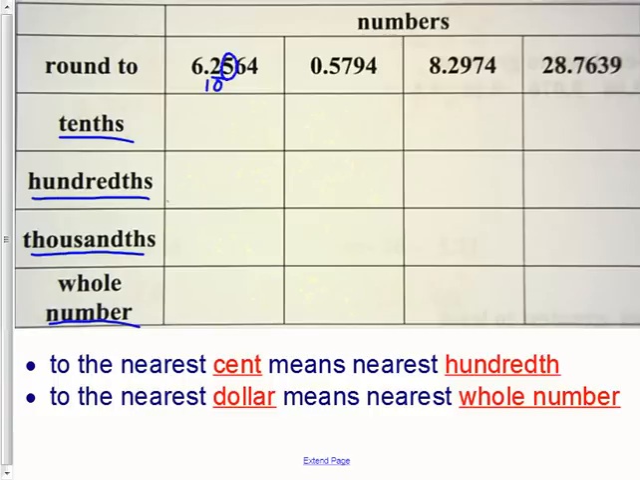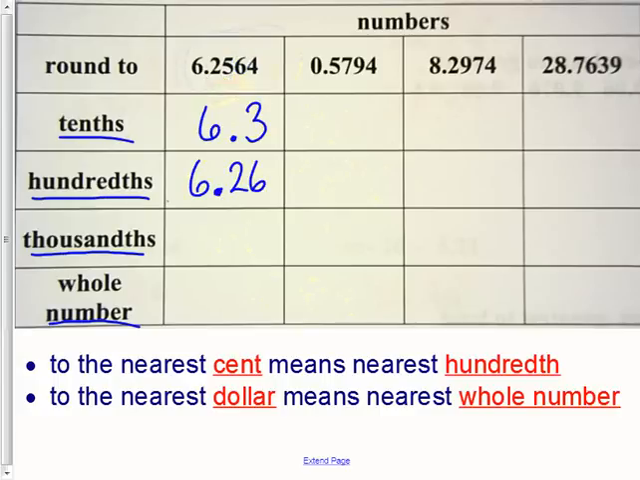Well, we look at the 5. The 5 is between 5 and 9. It tells the 2 to go up to a 3. So this is going to round to 6 and 3 tenths. When we want to round to the nearest hundredth, we're going to put a 1 under the decimal, a 2 zeros to make the number hundredth, and then the 5 is over that last 0. So it's in the hundredths place. The 6 tells the 5 to go up, so we end up with 6 and 26 hundredths.